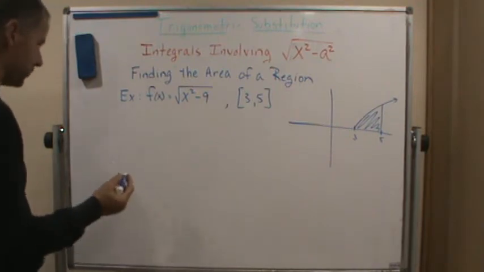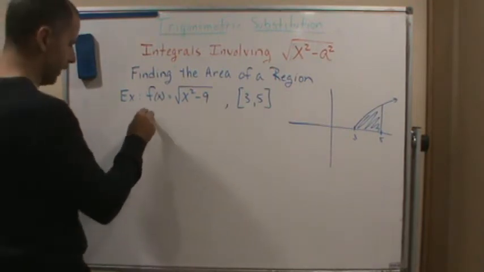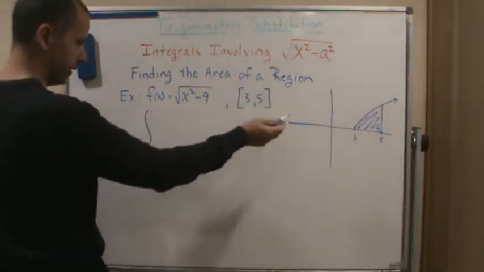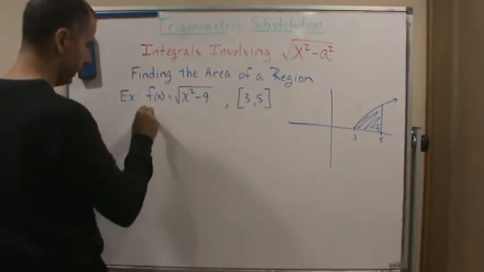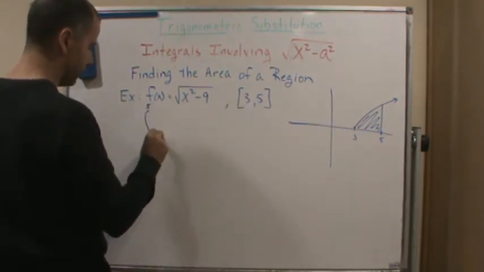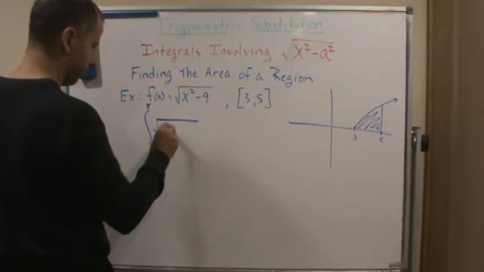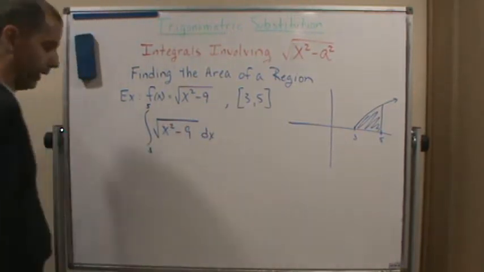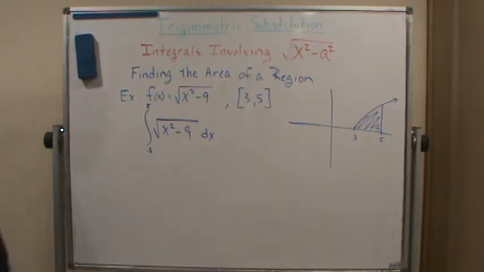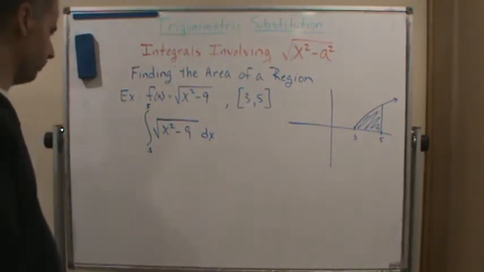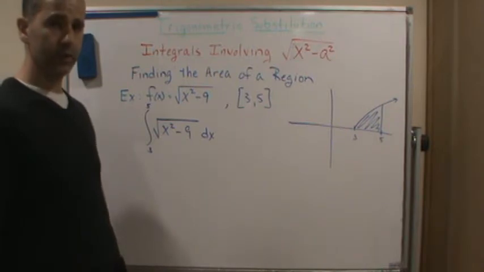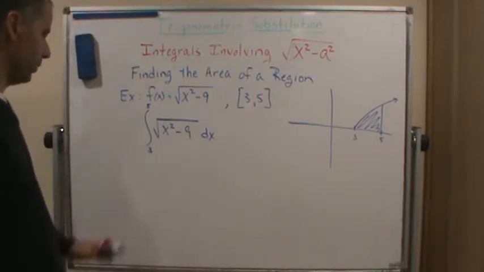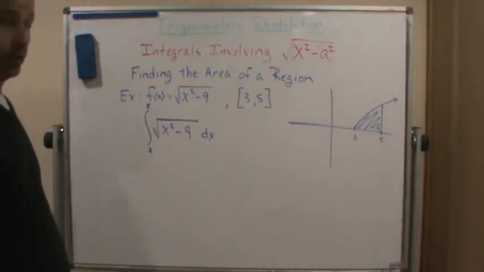So really, it's just finding the area. So we're just going to integrate the function over this interval. We're going to go from 3 to 5, and we're just going to integrate this. But we can't do it the way it looks because we don't have any tools. Well, yes we do. Normally we wouldn't, but now we can use trig substitution. And so it's in the form where we're going to use secant.